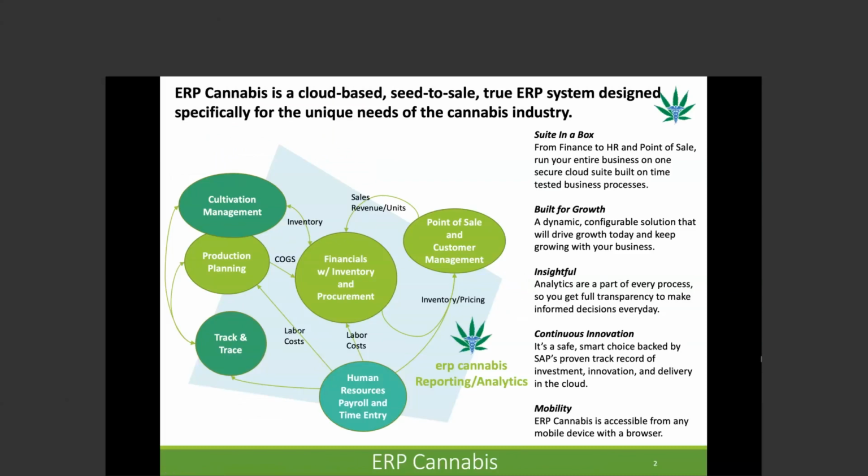So ERP Cannabis is a cloud-based seed-to-sale true ERP system, and as you can see, based upon the diagram, it includes functionality that has been configured specifically for the cannabis industry. So starting out with financials and inventory management and procurement at the core. All of that is integrated and ties into everything that may be happening on the production side.